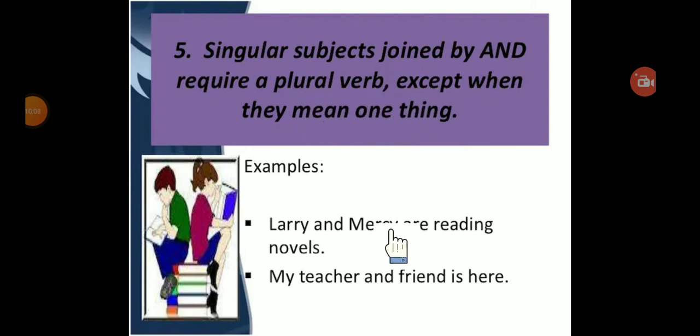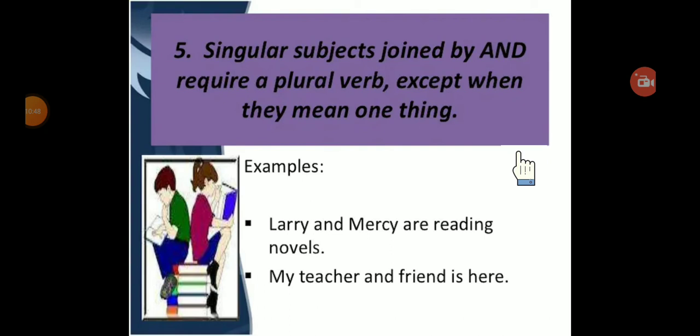Okay, fine. So here we have an example. Larry and Mercy are reading novels. So Larry and Mercy, two people or two children, are reading novels. So are is used here as the plural verb. My teacher and friend is there. My teacher and friend, one person or two, is here in the form of singular or plural? It is a singular verb here. Friend is a singular subject, taken with a singular verb.